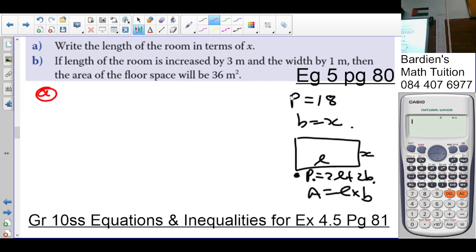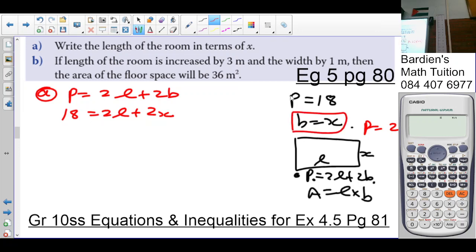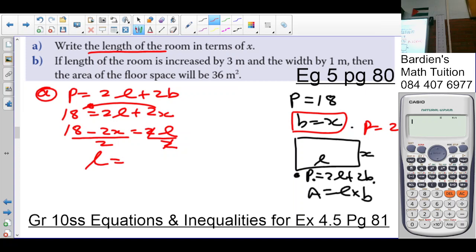So of course I need to start by saying perimeter is equal to 2 length plus 2 breadth. Or another way of writing that formula is perimeter is equal to 2 into L plus B. This is another way of writing it. So your perimeter is of course 18 is equal to 2 length plus 2x. Your breadth was given as x units there. They want you to make the length the subject of the formula. So we take that over, becomes 18 minus 2x is equal to 2L. I divide by 2 both sides, that cancels. So L is equal to 18 divided by 2 is 9 minus x. That's your length in terms of x.